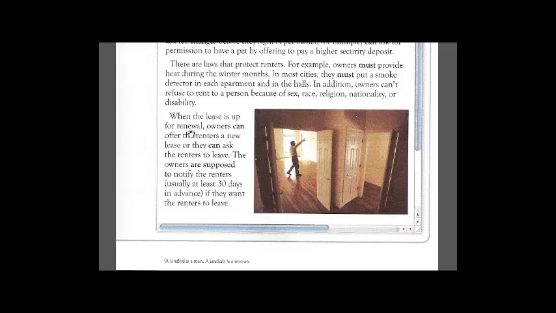When the lease is up for renewal, owners can offer the renters a new lease, or they can ask the renters to leave. The owners are supposed to notify the renters, usually at least 30 days in advance, if they want the renters to leave.